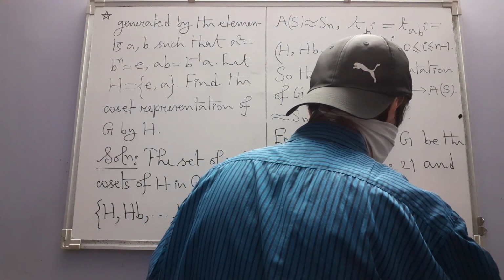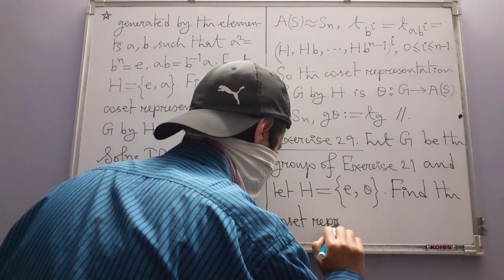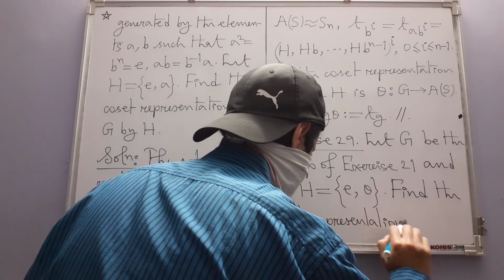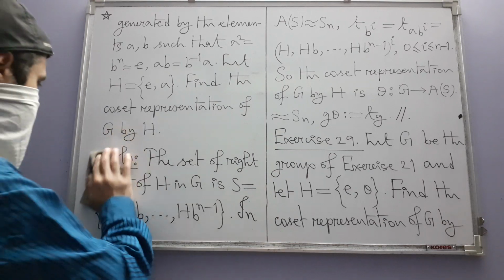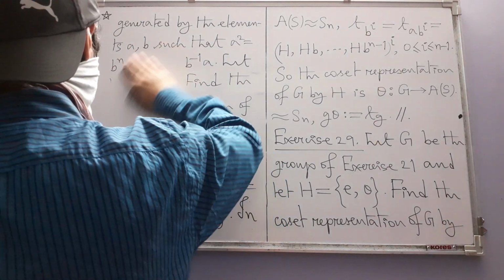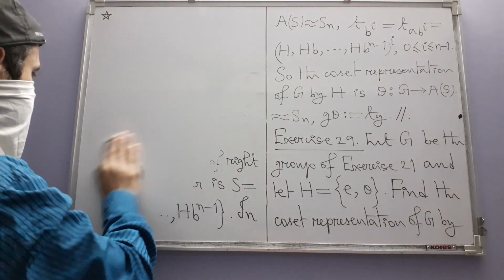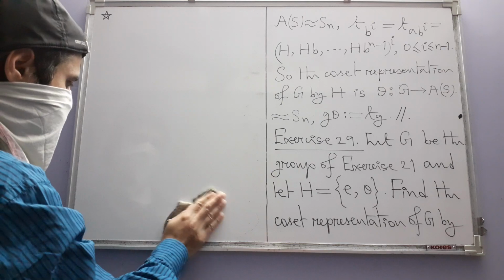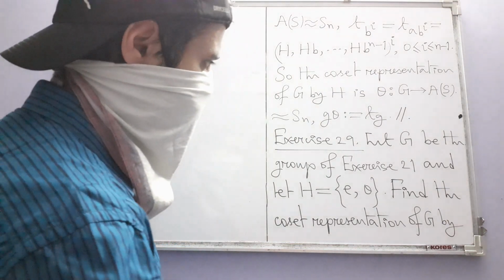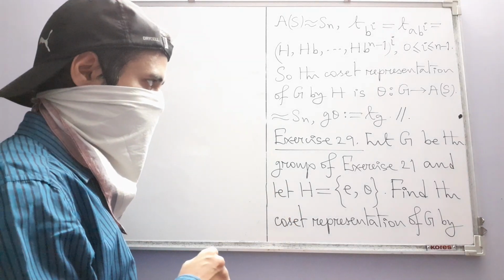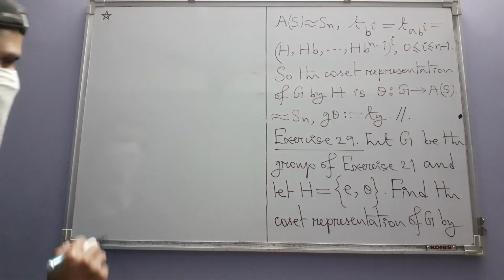Find the coset representation of G by H. So coset representations don't seem as daunting as permutation representation or the second one, but of course that comes at the expense of having a homomorphic copy of G which is not necessarily isomorphic, by H.